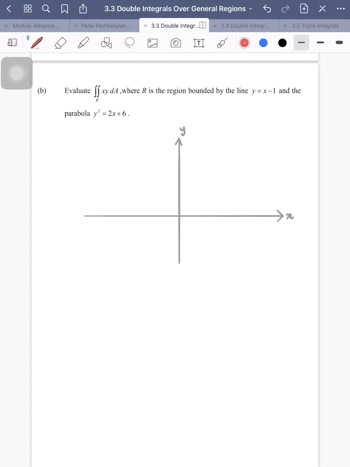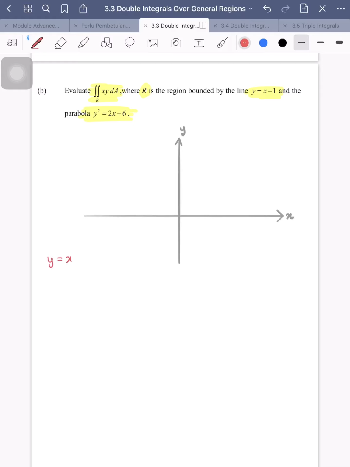Okay, for the second example, we want to read the question: evaluate this function where R is the region bounded by the line y equal to x minus 1 and the parabola y squared equal to x plus 6. Okay, for this one, as I mentioned again, to find region R, you need to sketch first, then you can find the limit.